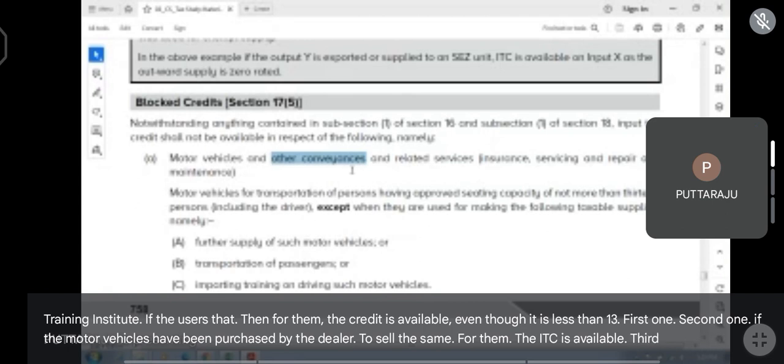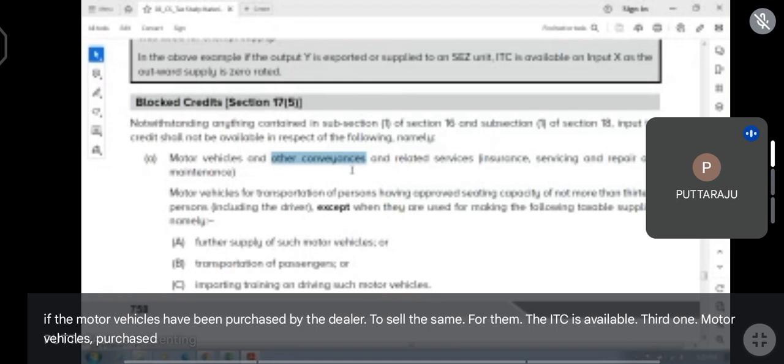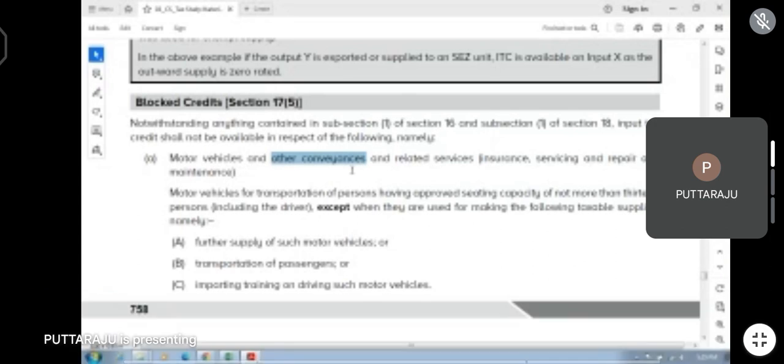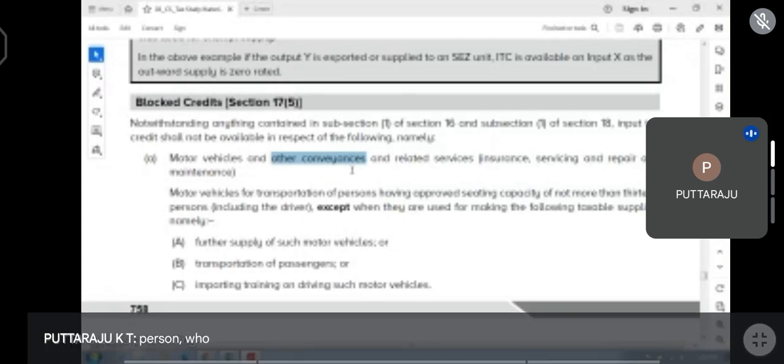Third one, motor vehicles purchased by the person who uses them for the transportation business of the passengers, for them ITC is available.